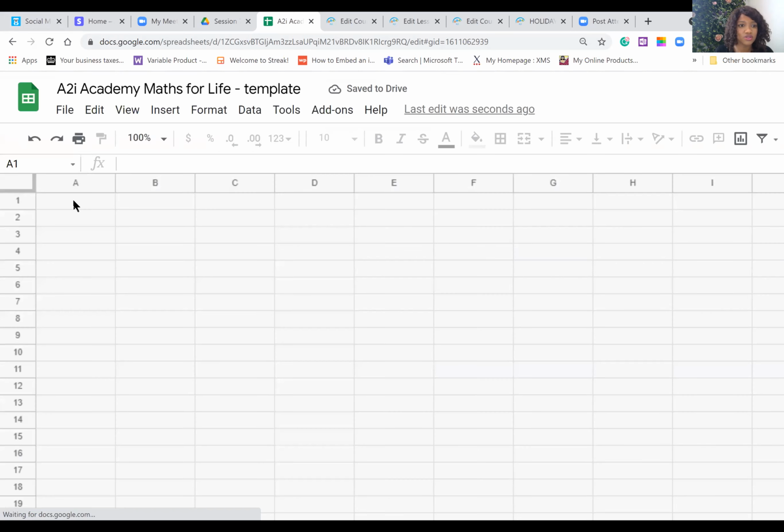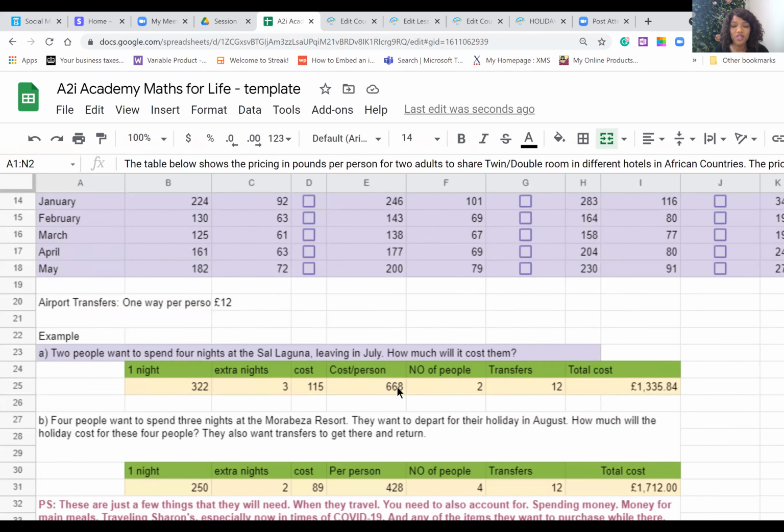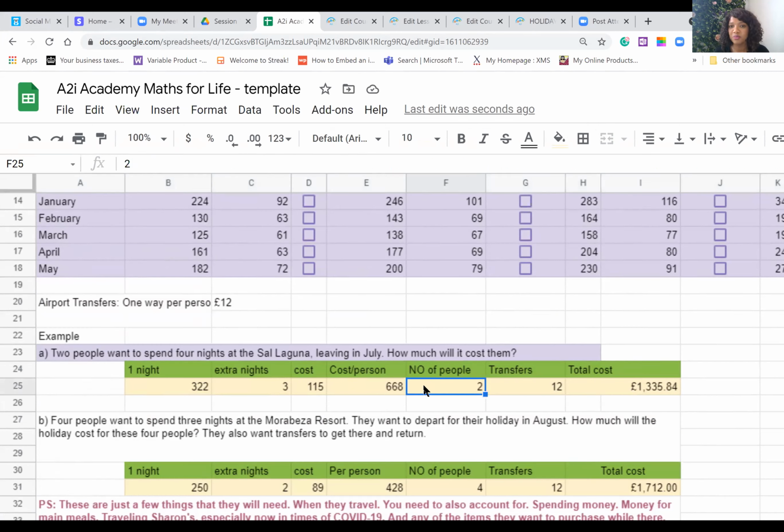So now we have the price for one person, £668. But how many people are going? We said 2 people are going. So we have the number of people. So I type in 2. And if we have a transfer, the transfer cost is here, £12 per person.